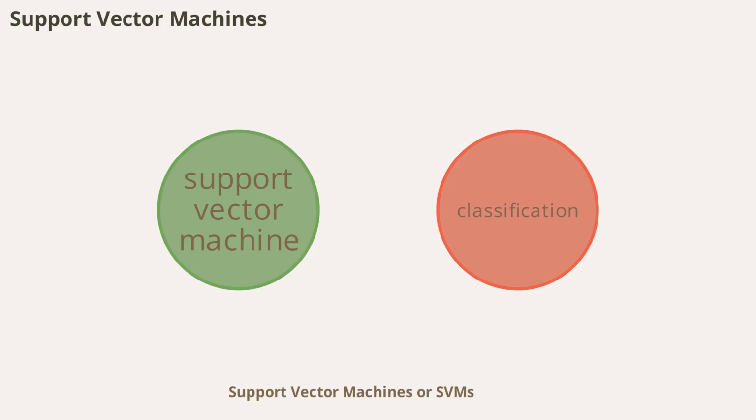Support vector machines, or SVMs, are powerful algorithms for classification tasks. They work by finding the optimal boundary that separates different classes in the data. SVMs can handle both linear and nonlinear problems by using kernel functions. They are especially effective in high-dimensional spaces and are used in applications like text classification and image recognition.